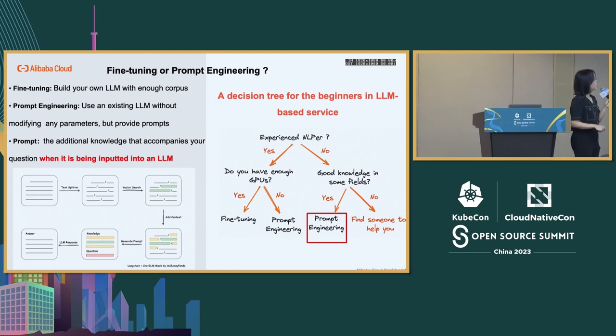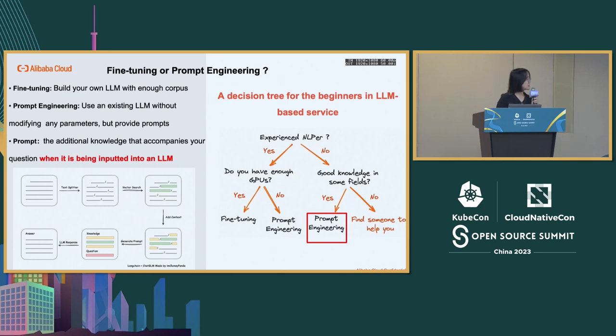Okay, we also made a decision tree for beginners in LLMs who are interested in LLM-based services. So the first question you need to ask yourself is, are you an experienced NLPer? If you don't know what an NLPer is, just choose the prompt engineering one. But if your answer is yes, the second question for you is, do you have enough GPUs? I mean, like dozens. If you do have that many GPUs, fantastic. You can use the fine tuning project. Maybe you can build your own ChatGPT in your field. You can build a company.